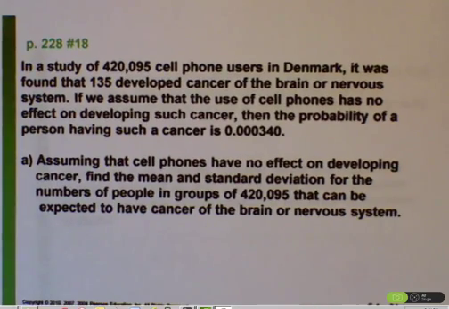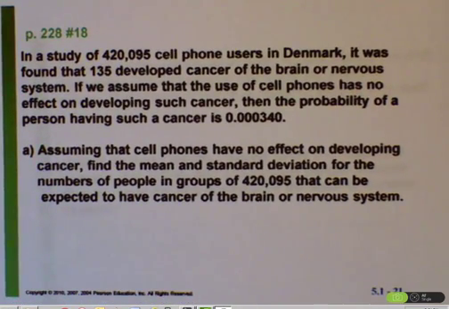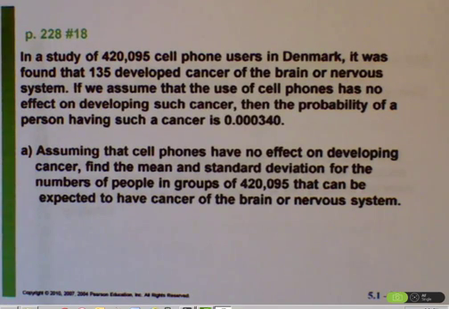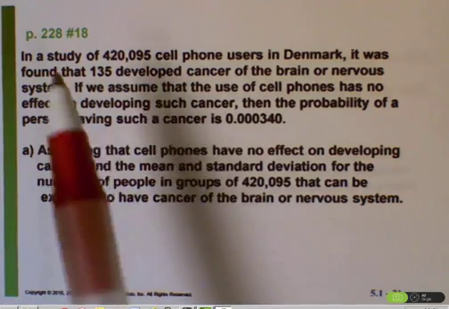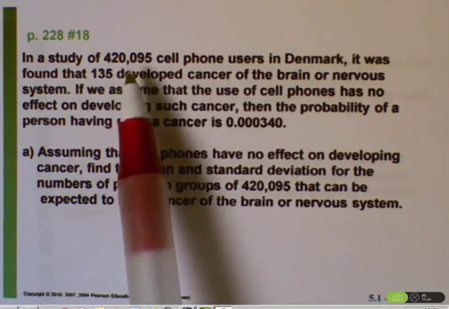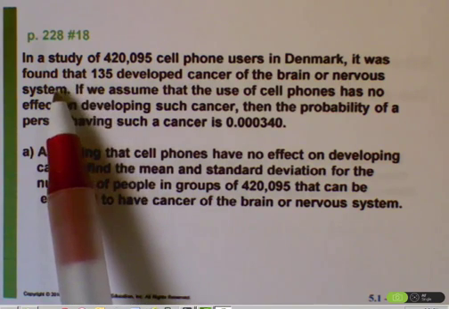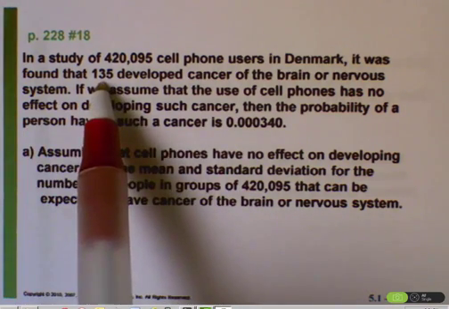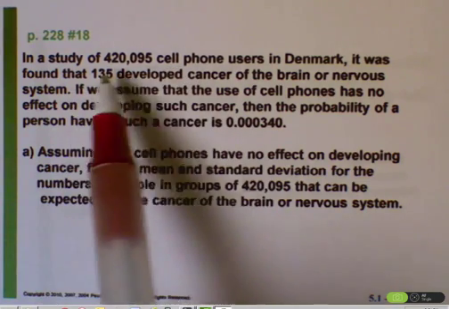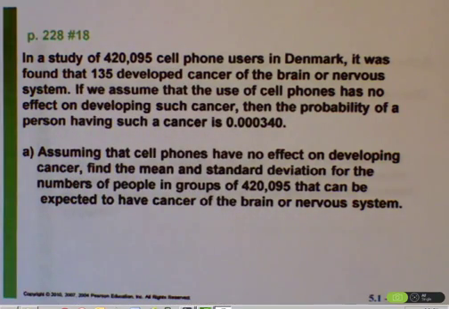We have one more problem, and it illustrates how sometimes statistics are used to scare people. I remember when there was a concern about whether or not cell phone use causes brain cancer. So a group in Denmark studied 420,095 cell phone users, and it was found that 135 of them developed cancer of the brain or nervous system. At first glance, that's very scary. I wonder if using the cell phones caused these 135 to develop brain or nervous system cancer.